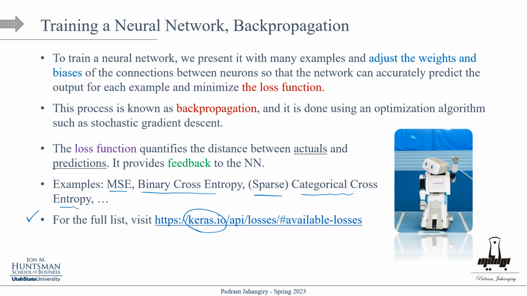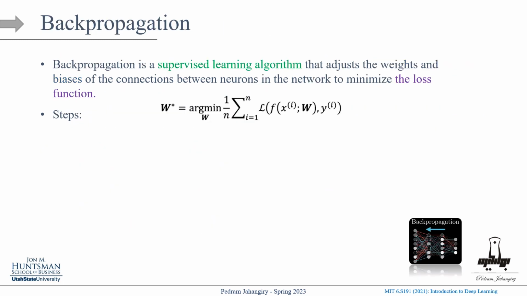Now the next thing I want to talk about is the details of backpropagation. As we said, backpropagation is a supervised algorithm because you have the labels, and it adjusts the weights and biases to make sure that it minimizes the loss function. So here is some notation that you should be familiar with. This W star is the optimal value for weights, and we're going to minimize this loss function, which is a difference between actuals and predictions. Again, we talked about this one.